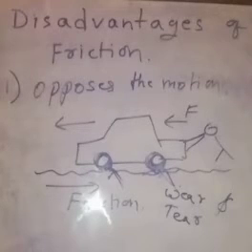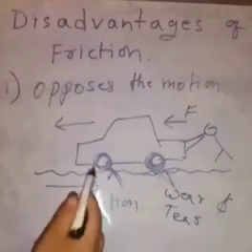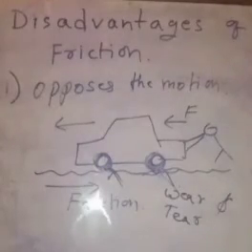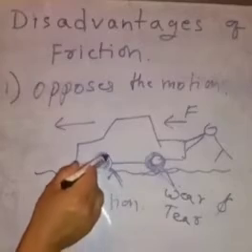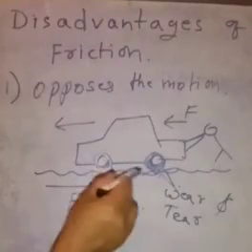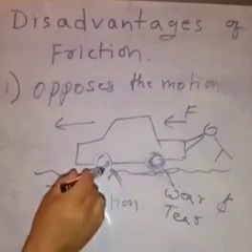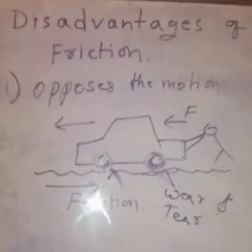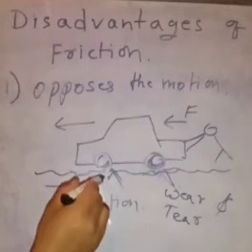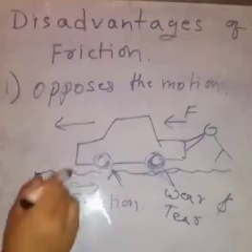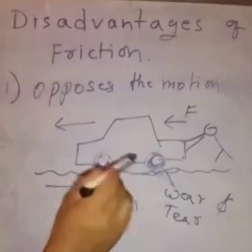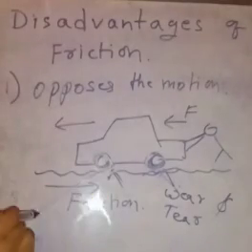And number three, friction produces heat. You have experienced that after moving a few kilometers, if you touch the tire of a car or anything, the tire becomes a little bit warm. Not only warm, sometimes it becomes very hot due to the friction on this road. It will produce heat.